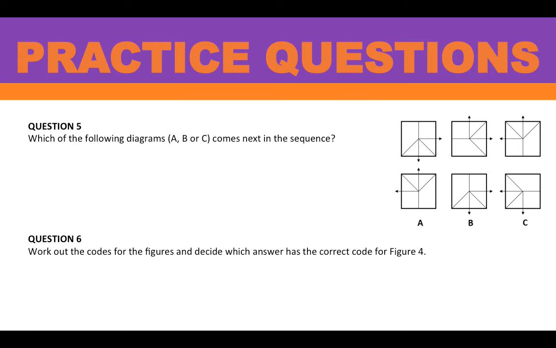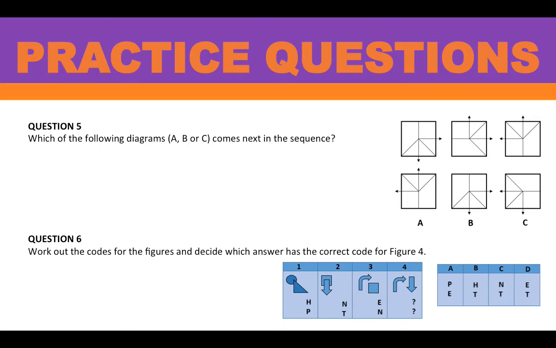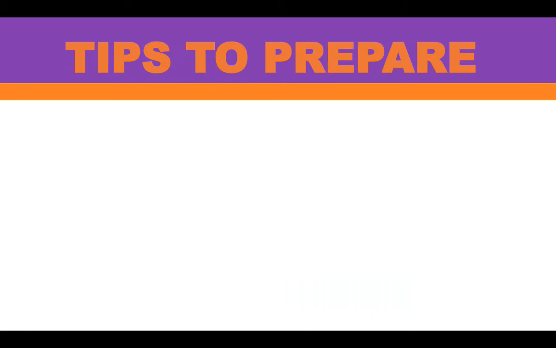In question 6, work out the codes for the figures and decide which answer has the correct code for figure 4. As you can see, each one of the columns here has 2 shapes and 2 letters. So the letters are reflecting what shape is actually in the diagram, okay? So it's your job to work out what letters will need to go in here in order to correspond with these shapes there, okay? Again, leave me your answers in the comments box below.